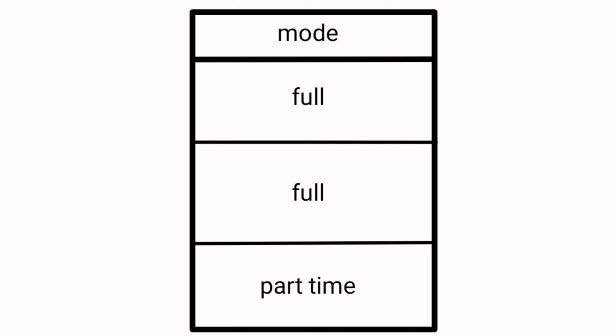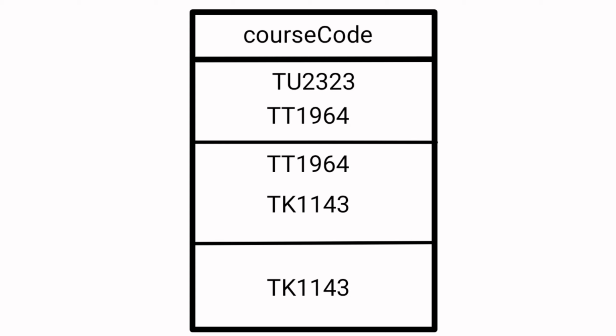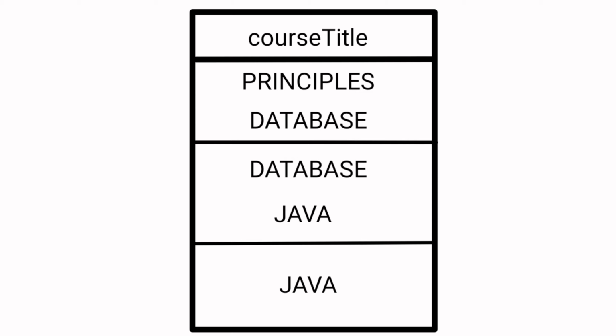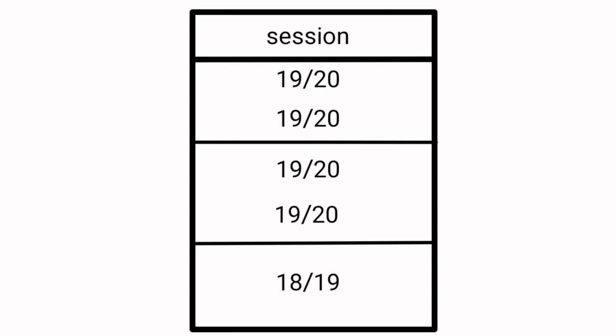Seventh, mode. Hold the student's choice of how to study the program. Eighth, credit to pass. Hold the credit needed to pass the program. Ninth, course code. Hold a specific code for each course. Tenth, course title. Hold the title for the course. Eleventh, credit hour. Hold credit for each course. Twelfth, set. Hold the set taken by each student for the course. And lastly, session. Hold the session taken by each student for the course.